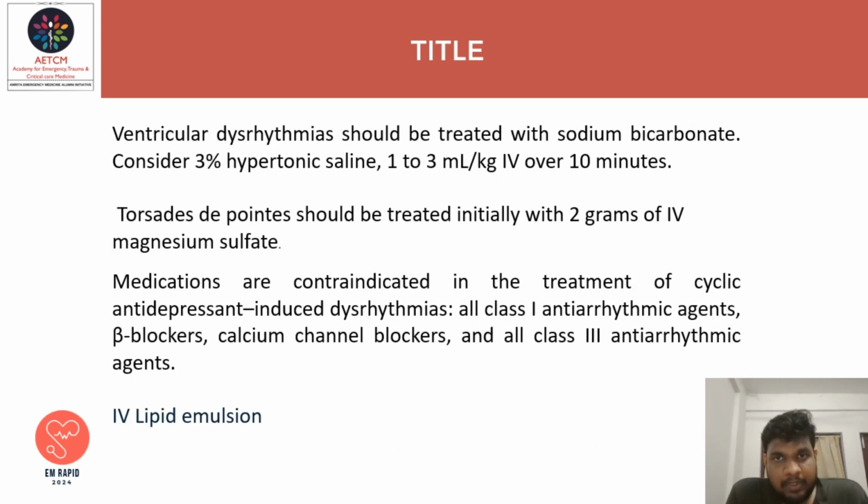Ventricular dysrhythmia should be treated with sodium bicarbonate. Consider 3% hypertonic saline 1 to 3 ml per kg IV over 10 minutes. Torsades de pointes should be treated initially with 2 grams of magnesium sulfate. Medications contraindicated in treatment of tricyclic antidepressant-induced dysrhythmias are class 1 antiarrhythmic agents, beta blockers, calcium channel blockers, and class 3 antiarrhythmic agents.